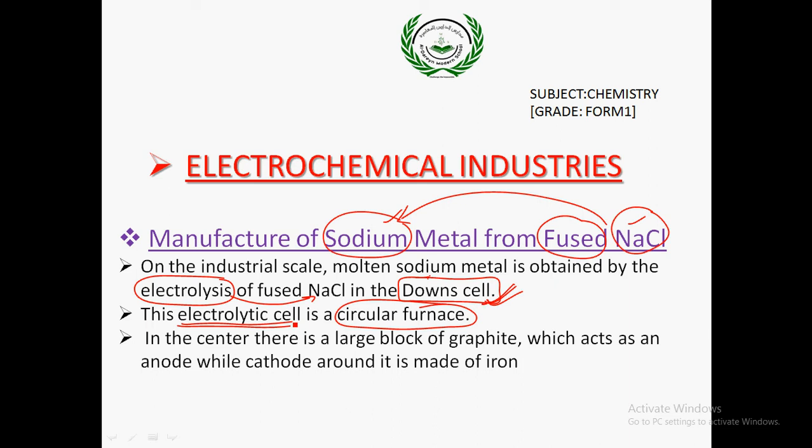In the Downs cell, at the center there is a large block of graphite. The graphite acts as an anode, whereas the cathode around it is made of iron. You know that during electrolysis we need two electrodes, one cathode and one anode. Here graphite is acting as anode and iron is acting as cathode.